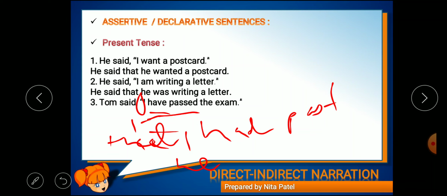the pronoun for Tom? That is he, right? So I will convert according to the subject. Tom is the subject. So Tom, what is the pronoun for Tom? It is he. So he passed the exam. Okay, now there wouldn't be any change. So what is the answer? Tom said that he had passed the exam.